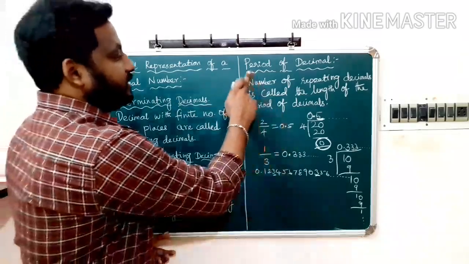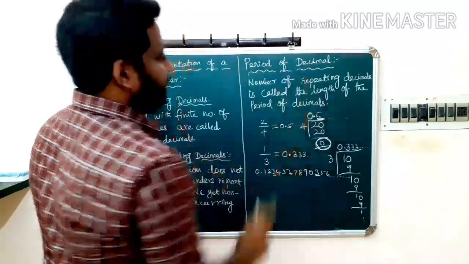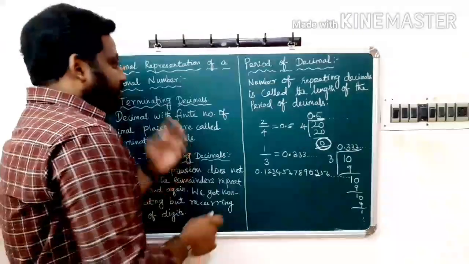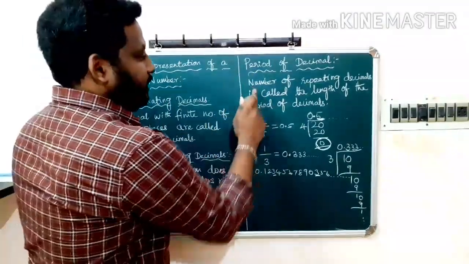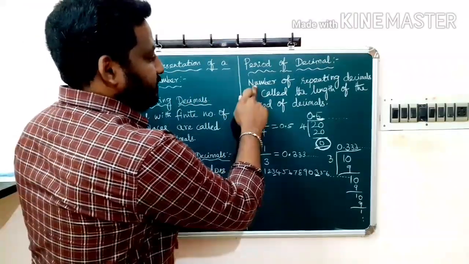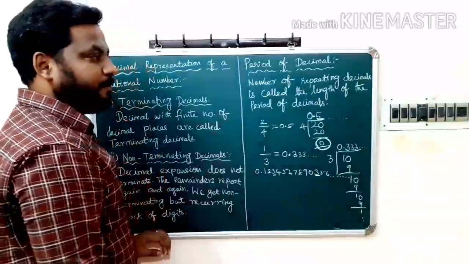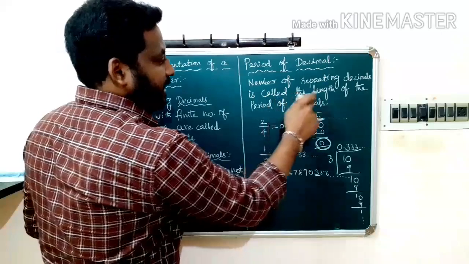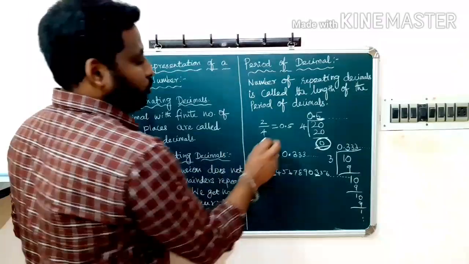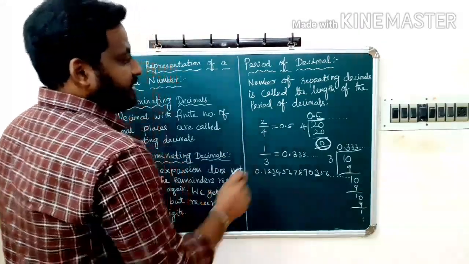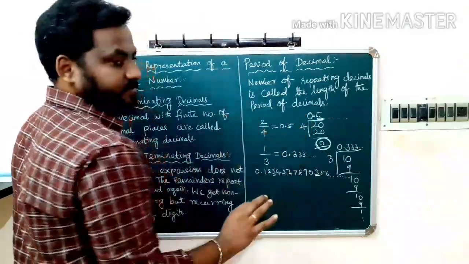And then the third one, we have to move on to the next one, that is period of decimal. What is the meaning of period of decimal? We know that period means some particular time or particular count. In this case, the number of repeating decimals is called the length of the period of decimal. Here, 2 by 4 is equal to what? 0.5. 0.5 is a terminating decimal. Here it ends with 5, 0.5.